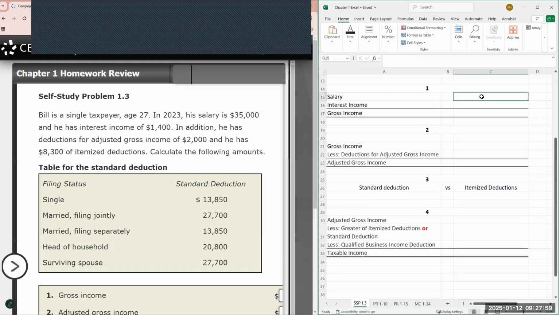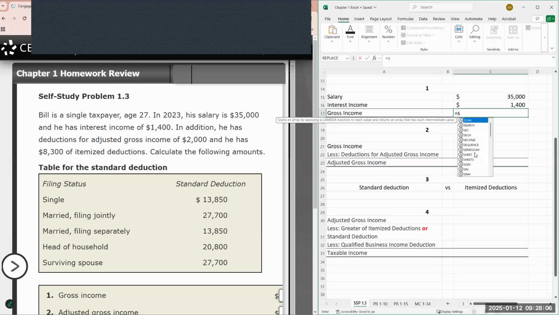So in this case, Bill has salary of $35,000, interest income of $1,400. So therefore, the gross income is the salary plus the interest income.